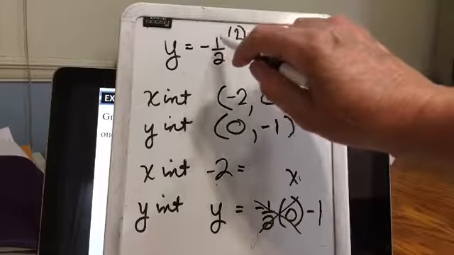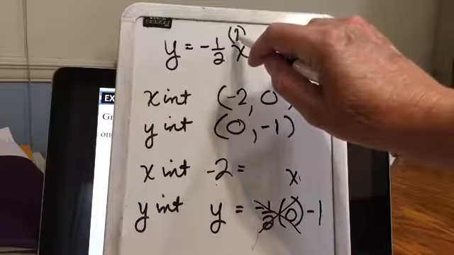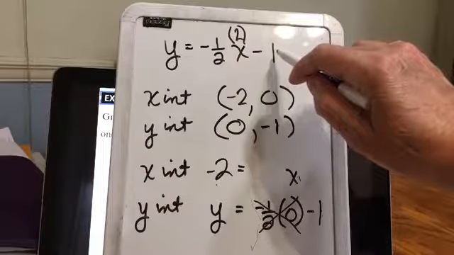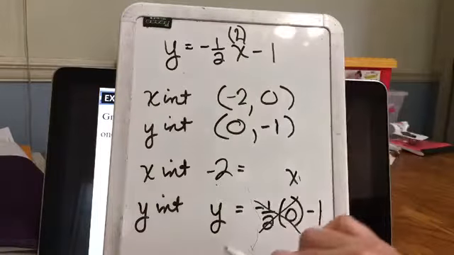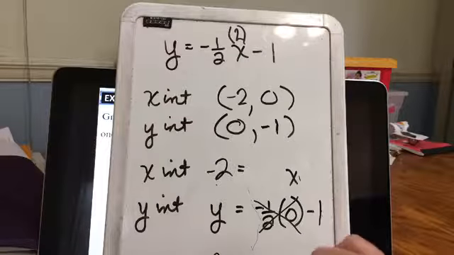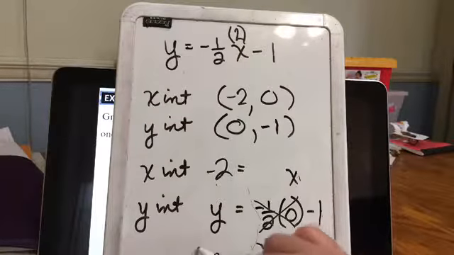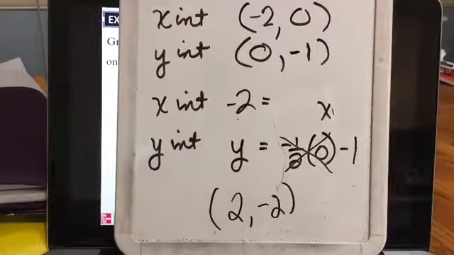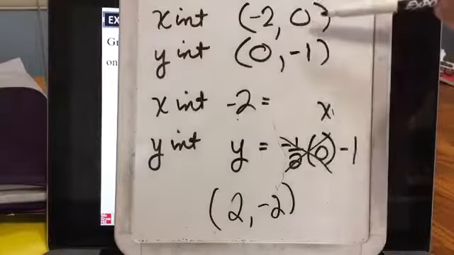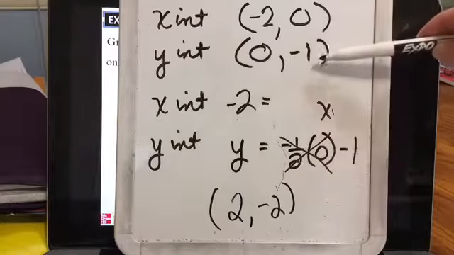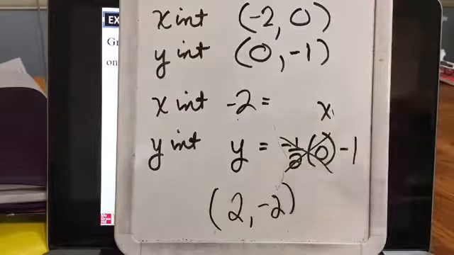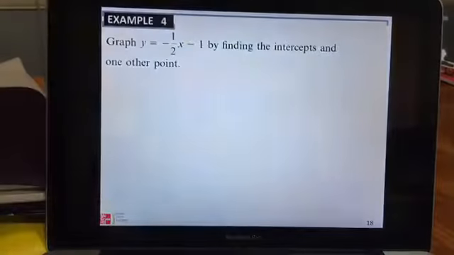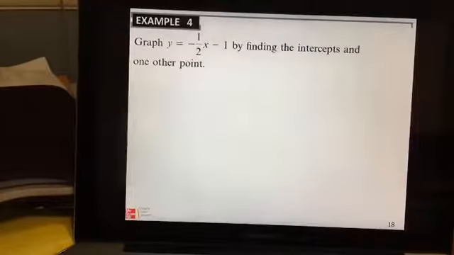And then negative 1/2 times 2 is negative 1. Take away another 1 is negative 2. So the point is 2, negative 2. And that is the third point that we need. So we have 3 points now. Negative 2, 0, 0, negative 1, and 2, negative 2. So let's go over here and see what our PowerPoint is going to do for us.